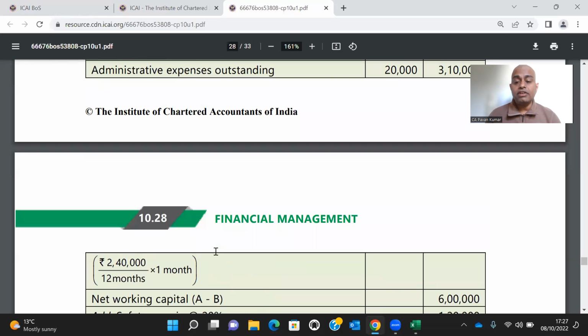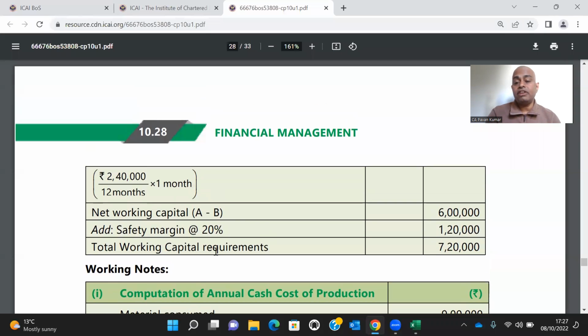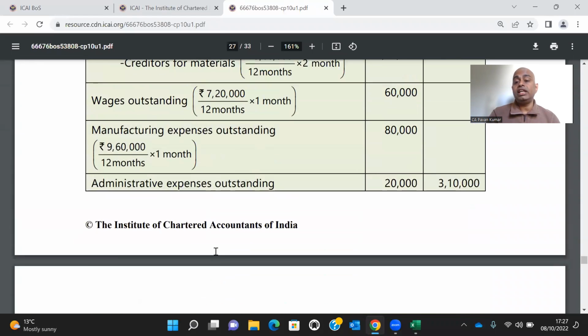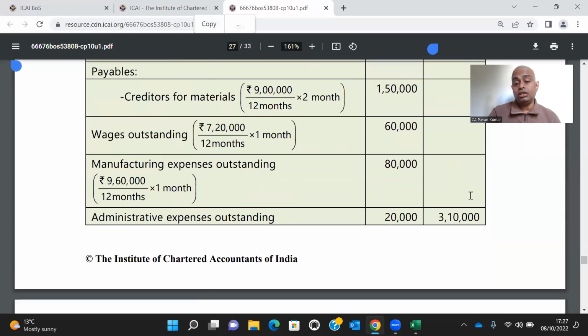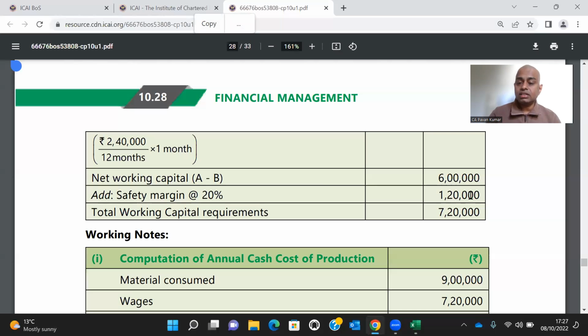So what is our answer? 7,20,000. Did they get 7,20,000? Yes. Did they get 6 lakhs, 9,10,000 gross working capital? Correct. They got 3,10,000? Correct. They got 6 lakhs? Correct. 1,20,000? Correct. 7,20,000? Correct. That's all.